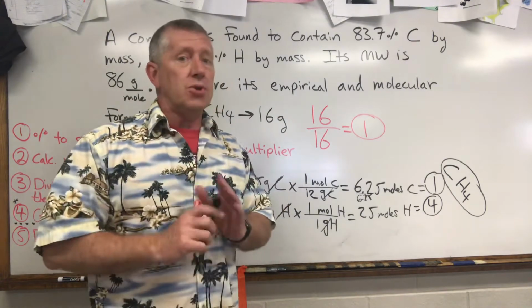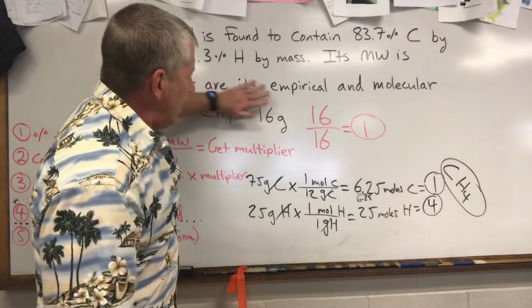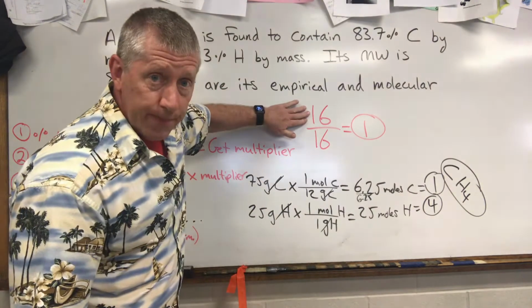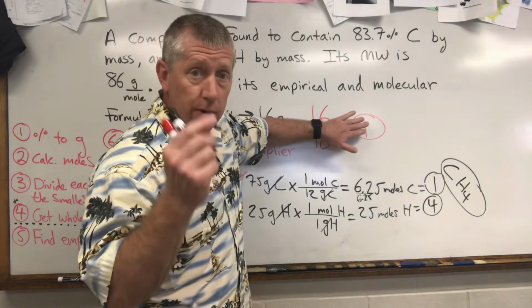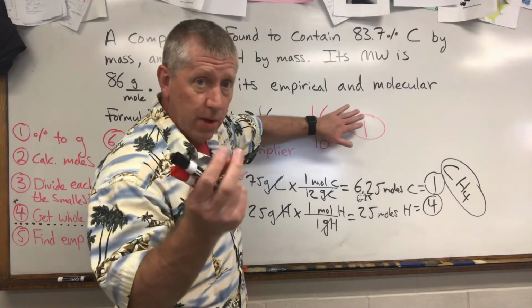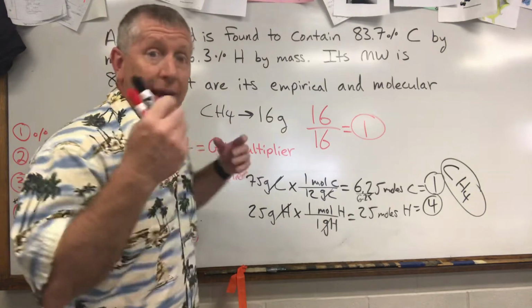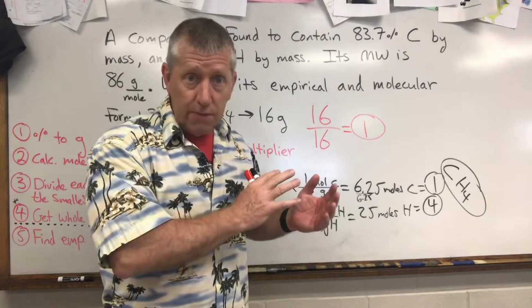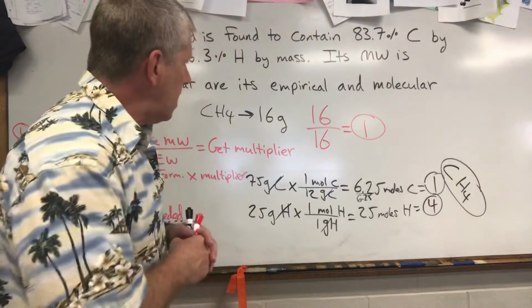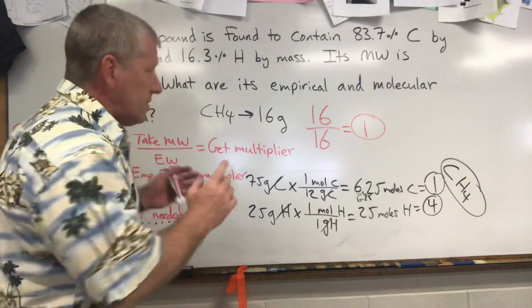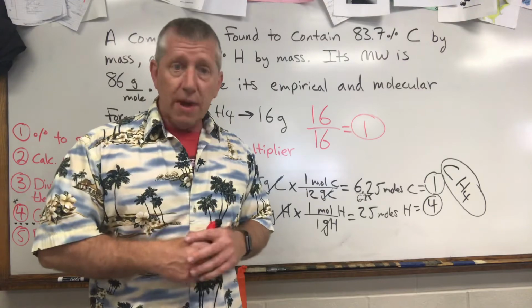It didn't, but let's just say it did. The mass of this compound, if it came out to be 32, it would be 32 divided by 16, giving me a multiplier of 2. Then I would have multiplied CH4 by 2, giving me C2H8 as the molecular formula. Now that didn't happen. We'll see in the next problem, though, we will have to apply that. We won't get a multiplier of 1, but this time we did. And sometimes your empirical formulas and your molecular formulas are the same. And in this case, they were.